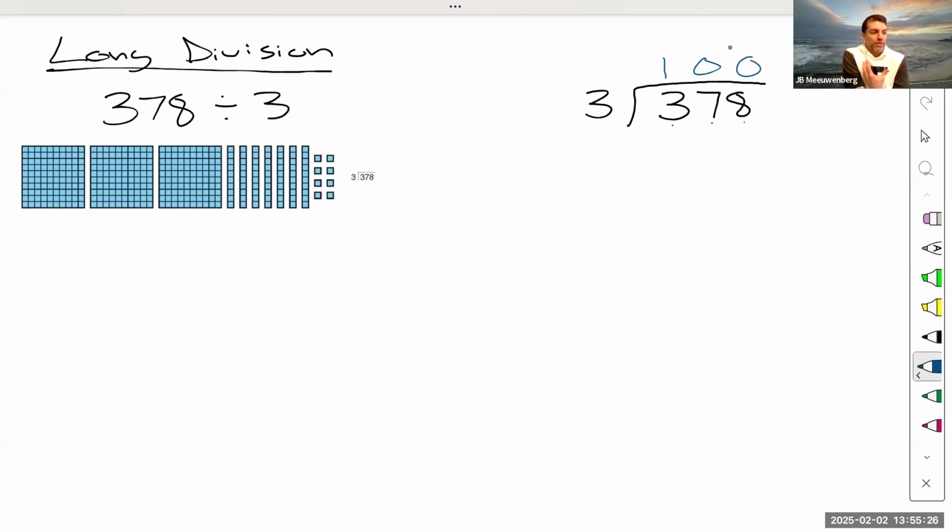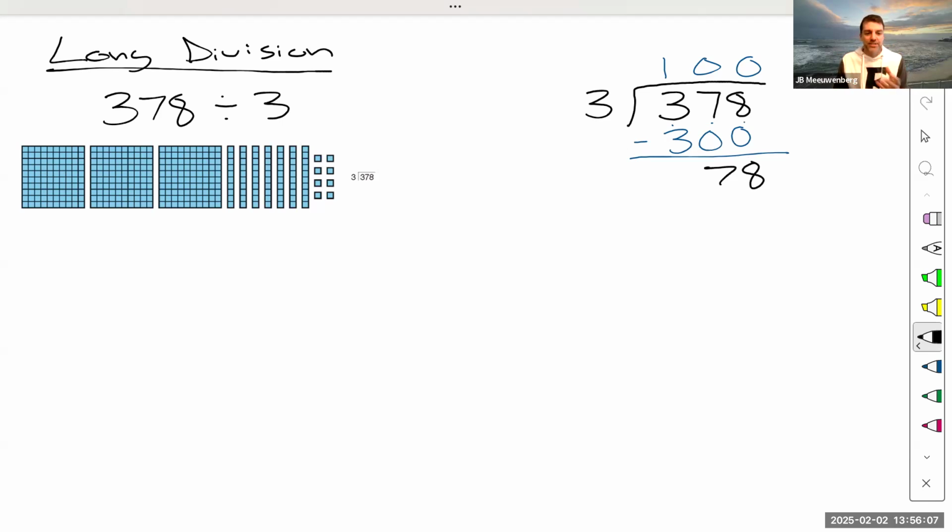Then what do we do with our division algorithm? We take 3 and we multiply it by 100, and we write it below here, and we subtract. Now, maybe when you learned it, you didn't write those 2 zeros there, right? You just wrote the 3. I'm going to write the zeros there so we can really start to connect the division algorithm with the base 10 blocks. So the reason that we do that is because we want to see what we have left after we've done 3 times 100 and we subtract. We see that there's 78 left.